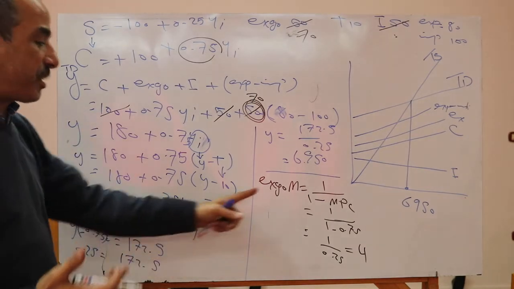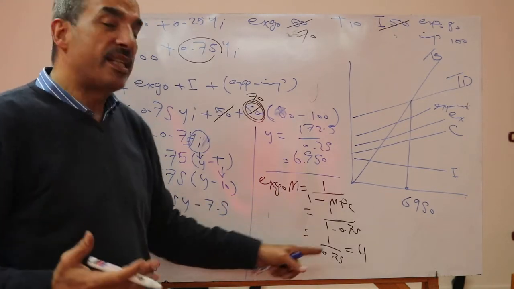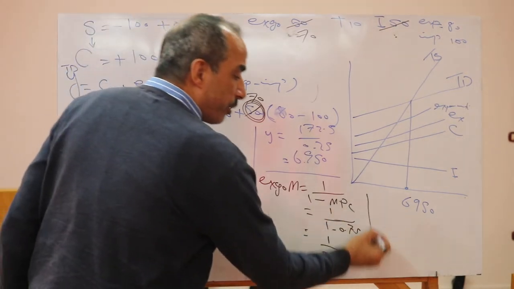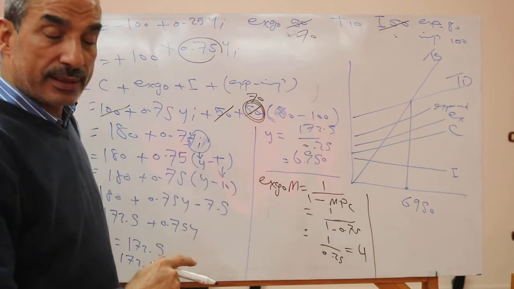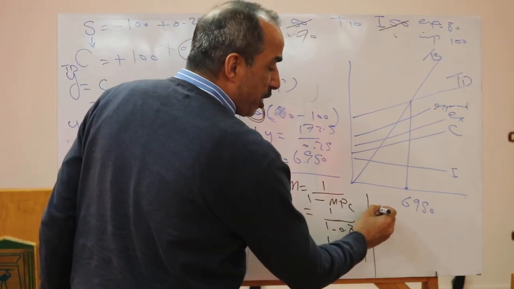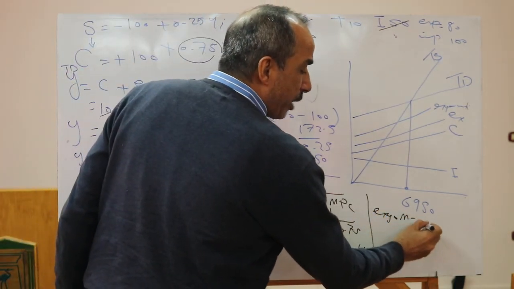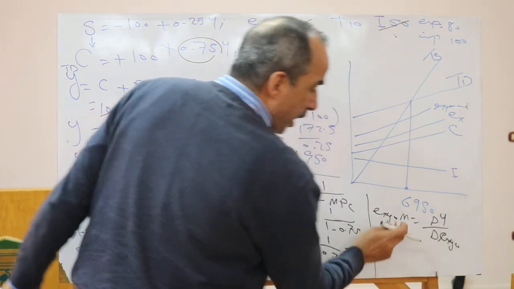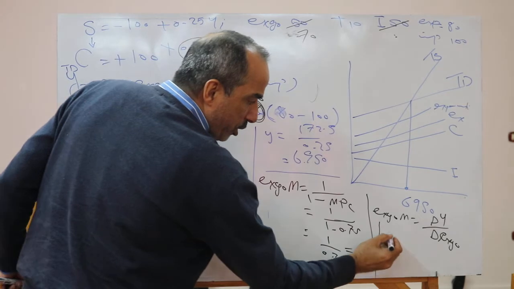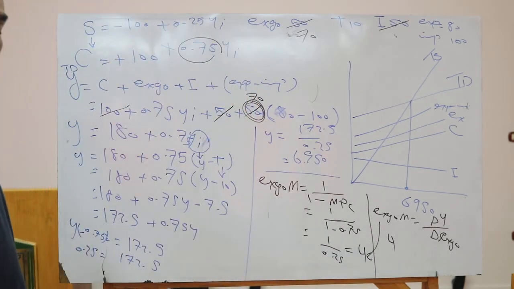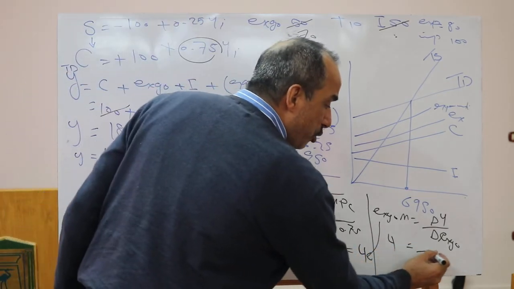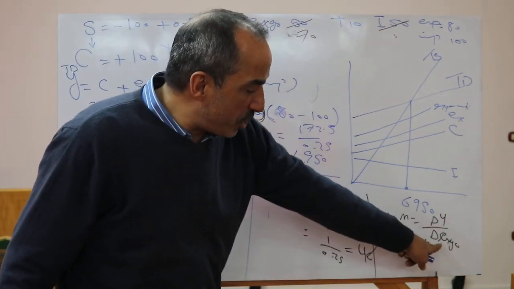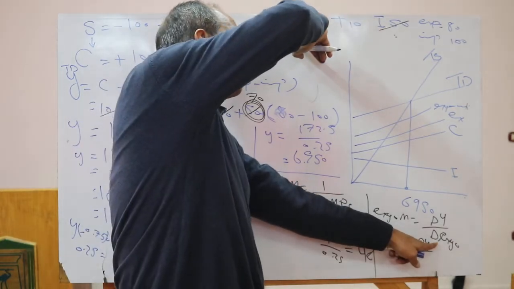When we increase the expenditure government by $1 million, the national income must be increased by $4 million. The second law of expenditure government multiplier equal change in income after change in expenditure government. Now, this 4 equal change in income over change in expenditure government.